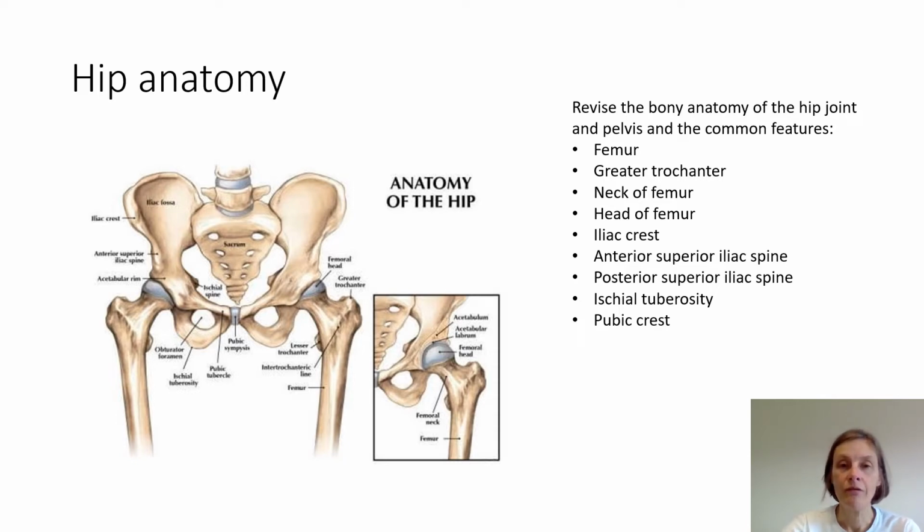Review other bony features of the pelvis, such as the iliac crest, the anterior superior iliac spine, the posterior superior iliac spine, the ischial tuberosity, and the pubic crest. Having a good knowledge of anatomy of the hip, pelvis, and upper femur will certainly help you understand some of these common disorders.